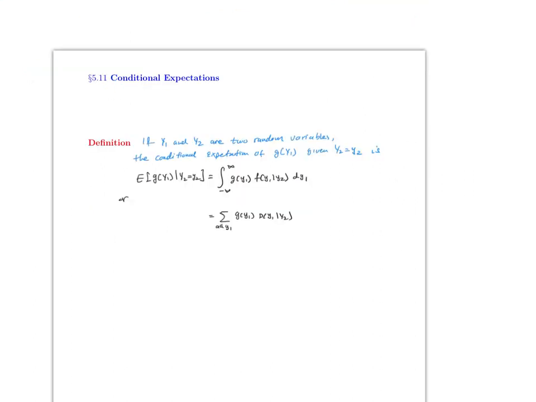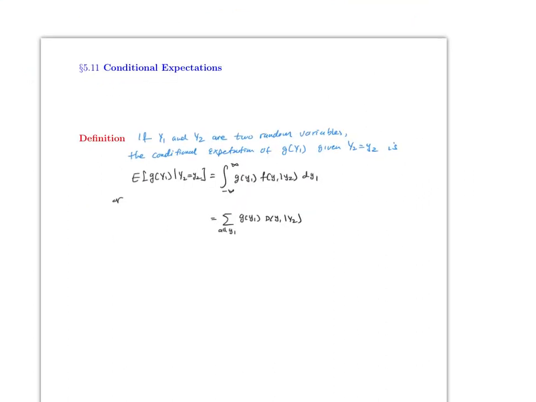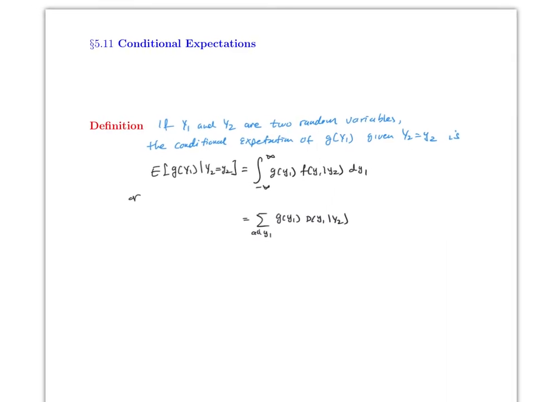All right, so now let's go to the last section, 5.11, which is conditional expectations. This definition is used a lot in higher mathematical classes. So the definition is the following. If y1 and y2 are two random variables, then the conditional expectation of y1 given that y2 is equal to y2 is given by this formula if it is continuous, and this one if it is discrete, where these functions were defined before.